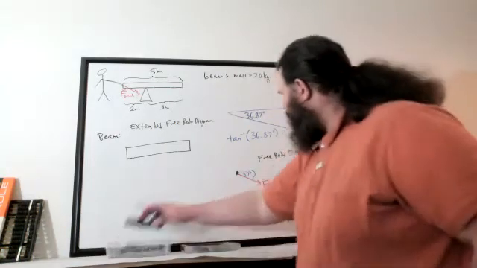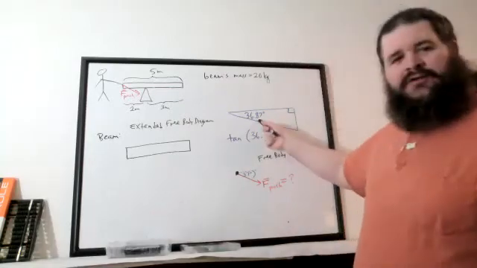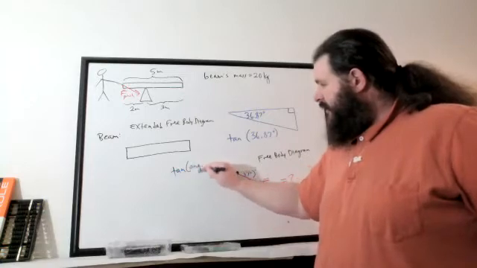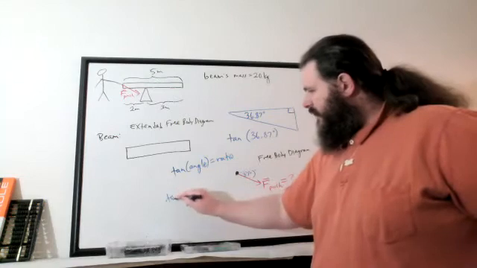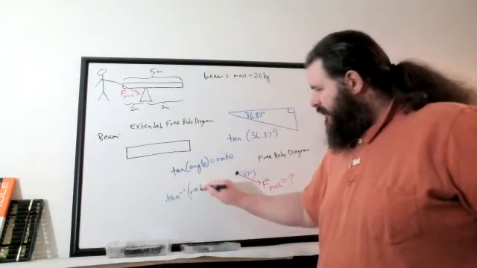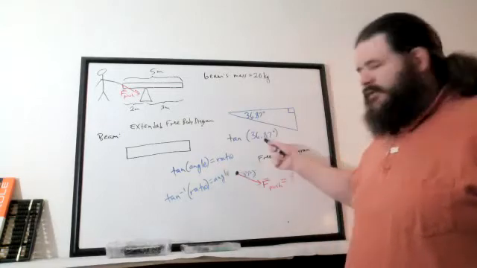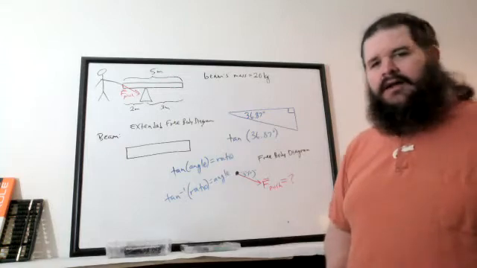Oh, I've got that mixed up. That should just be tangent because we know the angle. We're trying to find the side lengths, right? Tangent of an angle equals a ratio of side lengths. Inverse tangent takes a ratio of side lengths and gives you an angle. In this case, we have the angle, so we want to take the tangent of it to get the side length ratio. So sorry about that.